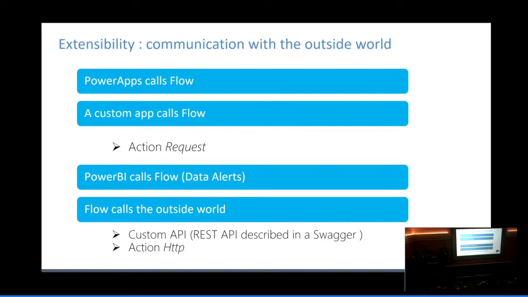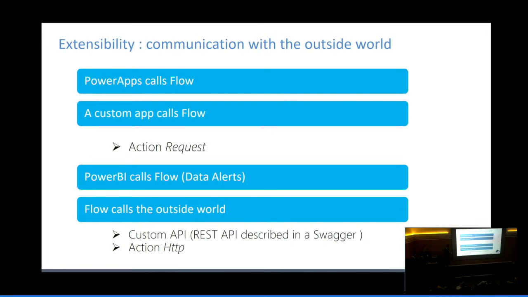You create an application in PHP, you want to be able to invoke a flow and pass parameters. Very easy. The idea is you need to use the request action. I will illustrate that. Also, and Isabel will illustrate that, Power BI can call flow. You can say, if I reach some value in my data, I want a flow to be invoked, an alert flow with some specific logic.